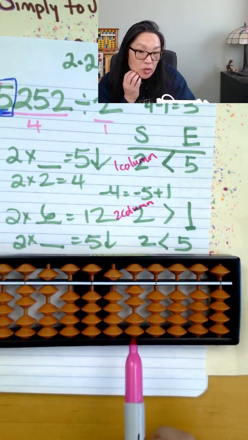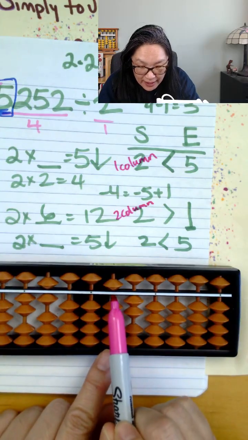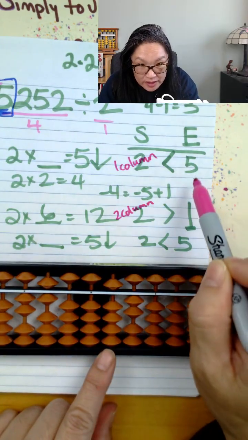Okay, so we're at the partial quotient. So we're doing it again, right? Who is bigger? My divisor. No, my dividend is bigger.